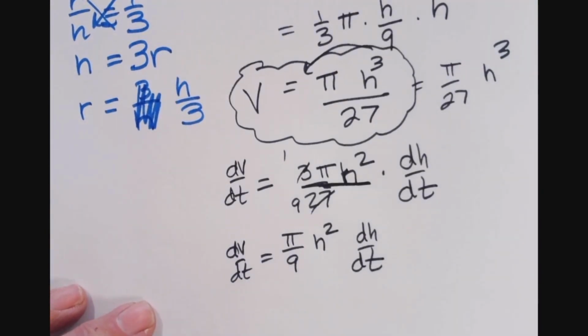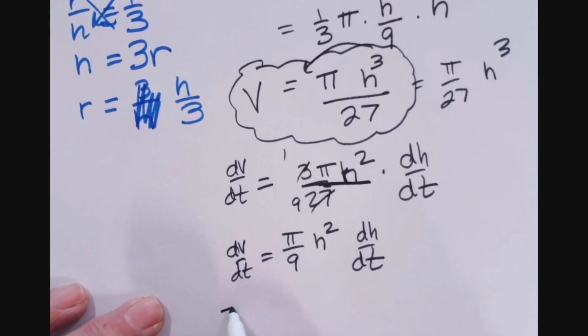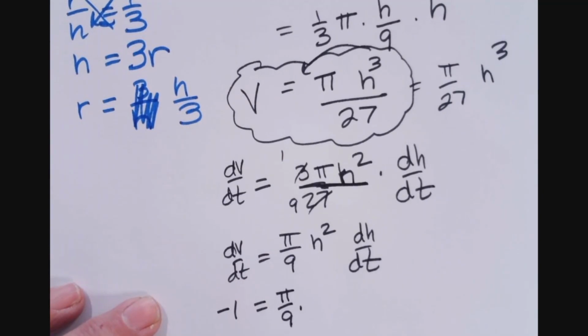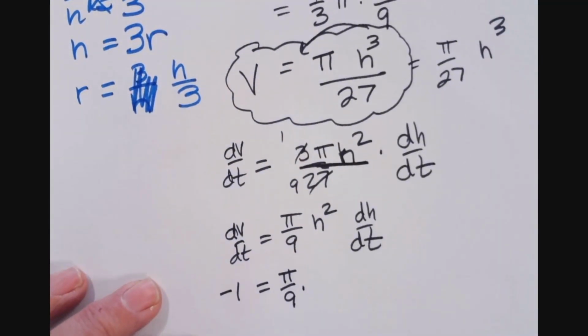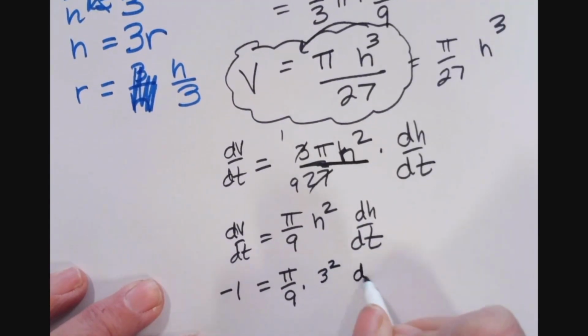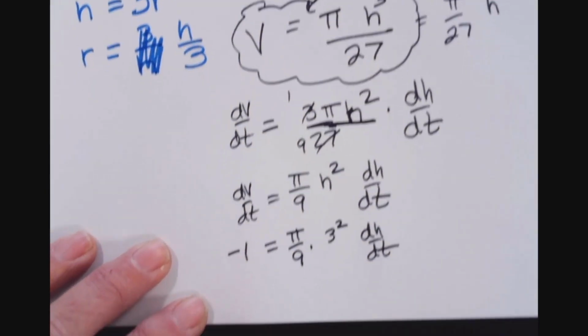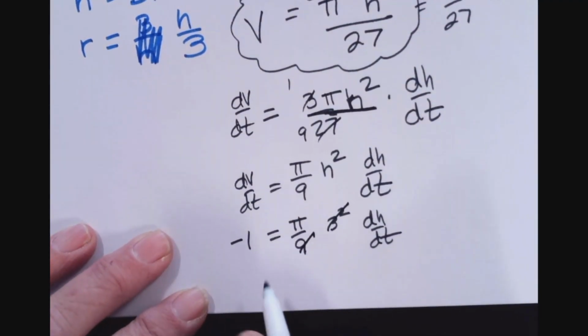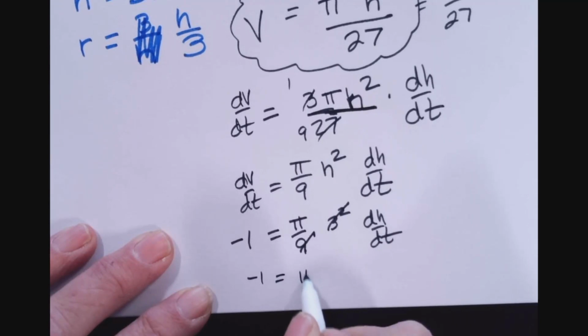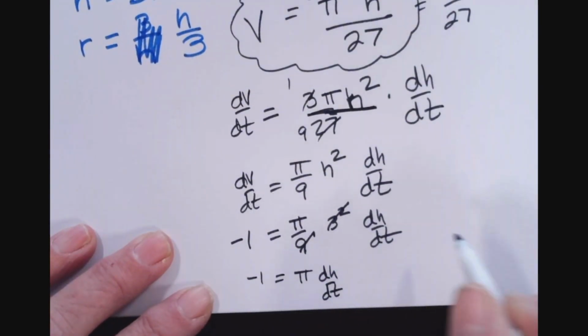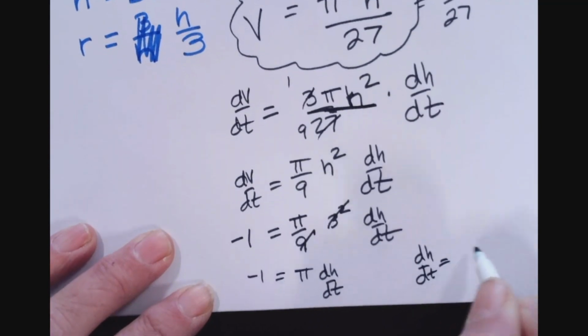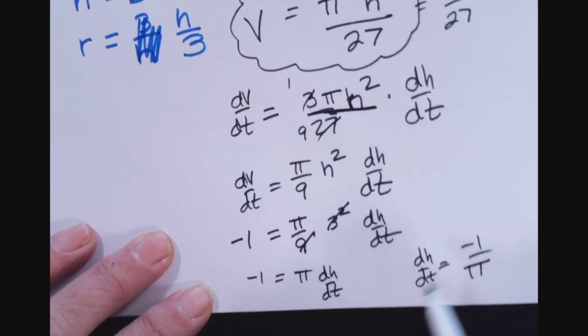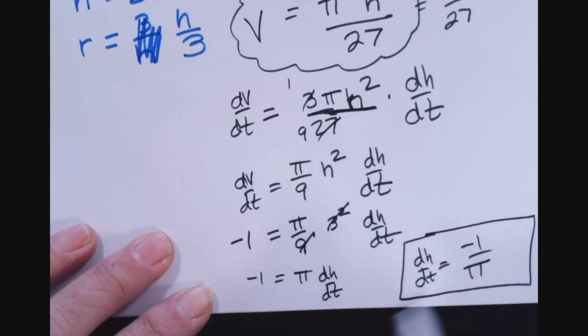Now let's just start substituting. Do we know dV dt? Yes. So -1 equals pi over 9 times, let's see, what is H? 3. They told me that they wanted to know when H was 3, when the height was 3. So this would be 3 squared. I'm running out of room. So this is -1 equals pi times dH dt. So dH dt would equal -1 over pi. And that's what we wanted to find.